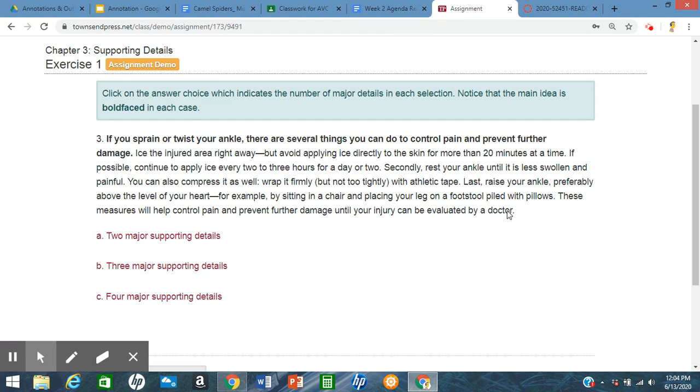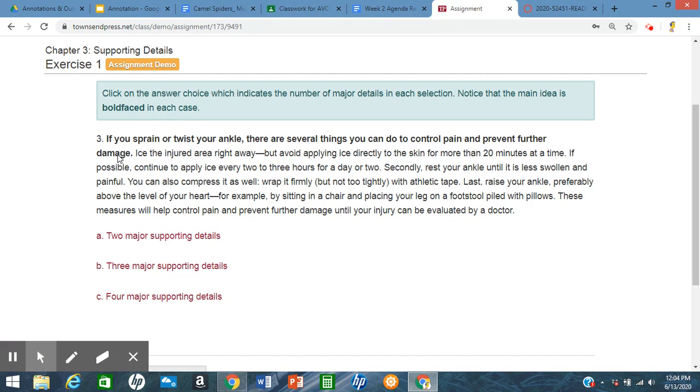So, now, they've taken the liberty again of indicating our main idea. If you sprain or twist your ankle, there are several things you can do to control the pain and prevent further damage. So here's your list word. Again, if you recall from our notes, they talked about list words so that we know that this list is coming, that usually the major supporting details are going to have something to do with that list. So in this list, it's going to be about controlling pain and preventing further damage.